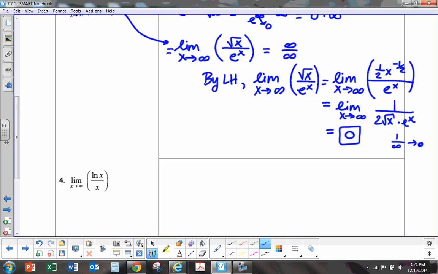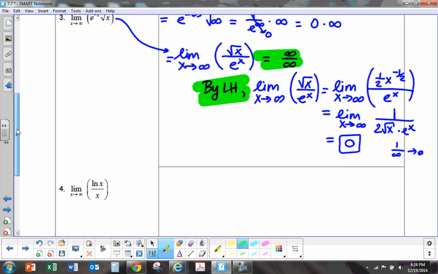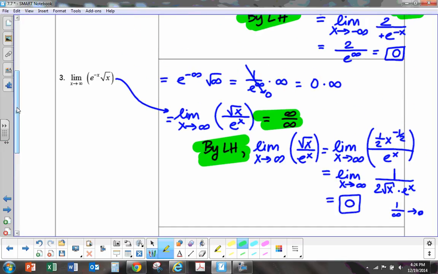So I didn't need L'Hopital's rule several times. I was able to just do it once and then rearrange and evaluate my answer. But remember, before I was able to use that technique, I had to establish that the limit was in infinity over infinity form. I could not use L'Hopital's rule when it was in 0 times infinity form.